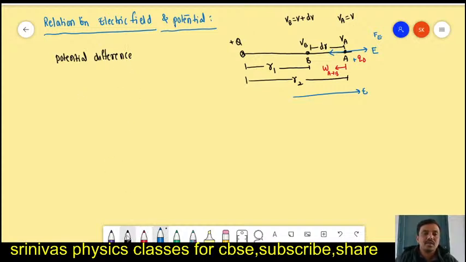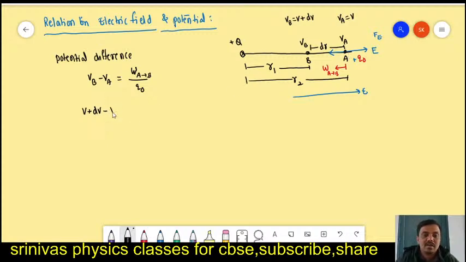The potential difference between two points is VB minus VA. We are moving from A to B. The work done to move from A to B by the test charge, this is the formula we discussed previously, right? From the figure, we write the potential difference here like this: V plus dV minus VA.